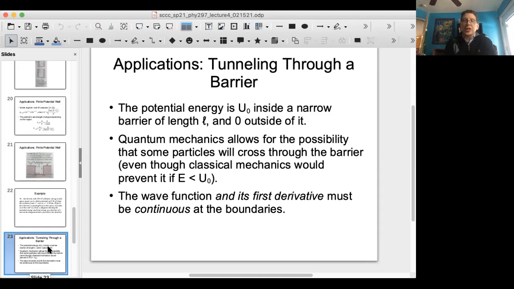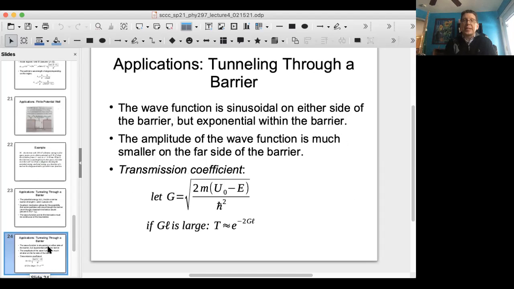Again, the wave function and the first derivative have to be continuous at the boundaries. And so the wave function is sinusoidal on either side of the barrier, but exponential within the barrier. Within the barrier, you start to have an exponential decay. But as long as the barrier is relatively thin, it doesn't go down to zero, meaning the probability of continuing further doesn't go down to zero. As long as the wave function is non-zero at the outer edge of the barrier, it's possible for a particle to get through.